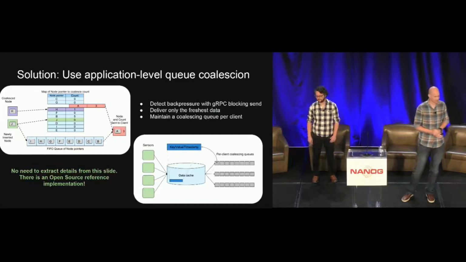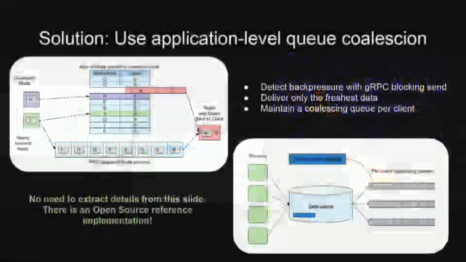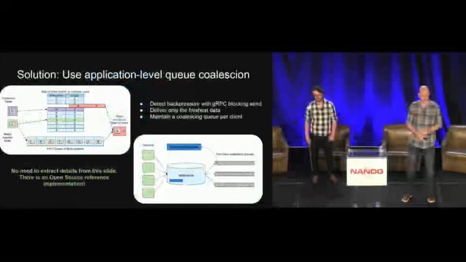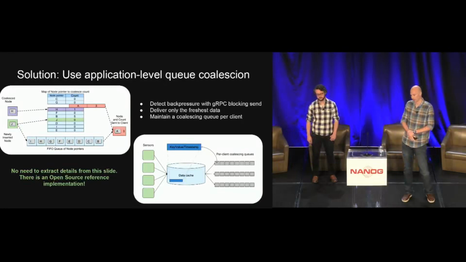I realize that this slide is a little bit detailed. You don't have to take notes or snap a picture or anything. We have an open source implementation, which I'll be talking about in the next slide. But the key point is we detect the back pressure from the server side with blocking send and gRPC. At some point you're not going to be able to queue up any more data. You're going to see a little bit more pressure on the send. And if you have incoming data from whatever your underlying sources are, that throughput is not going to be able to be met on the output.